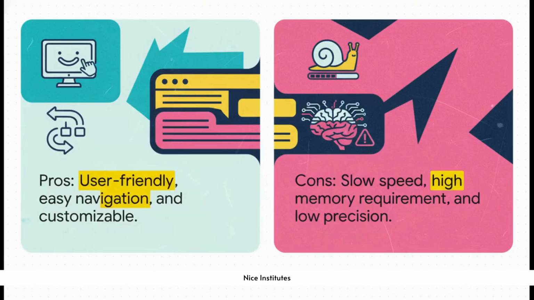But, and there's always a but, all this convenience comes with a trade-off. The huge pro of a GUI is that it's incredibly user-friendly and easy to find your way around. The downside? Well, all those pretty graphics are hungry. They take up a lot of memory and can slow the whole system down. It's that classic balancing act, ease of use versus raw performance.